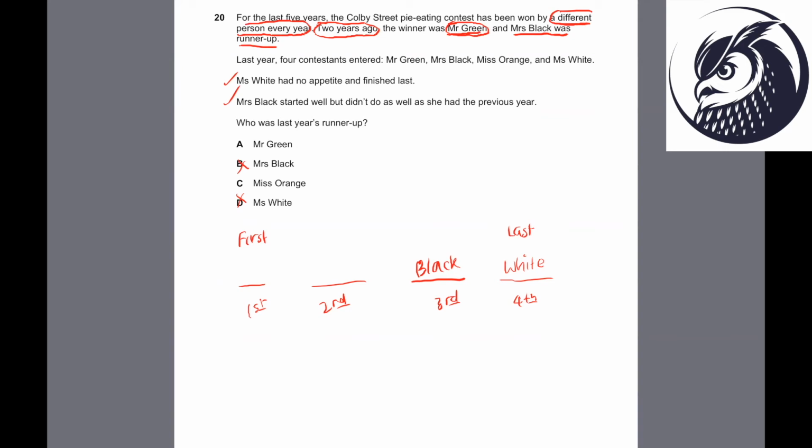So Mr. Green can't have won it again. He couldn't have won it 2 years in a row. So Mr. Green can't be first. He must therefore be second, and second is the same as runner-up, guys. So therefore, our answer is going to be A. And just for completeness' sake, we know that Miss Orange was first in last year's contest.